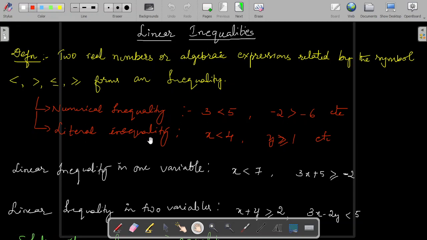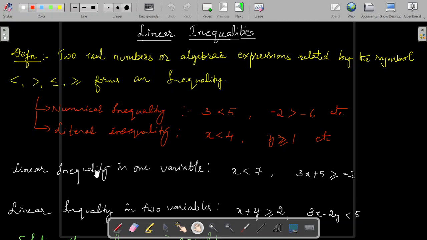A literal inequality is one where some variable or some literal can also be involved, like x < 4, y ≥ 1. Here we involved the symbol less than, greater than, and greater than or equal to. Any two expressions or real numbers related by these symbols always form an inequality. If there is only an equal sign, then it is called an equation.